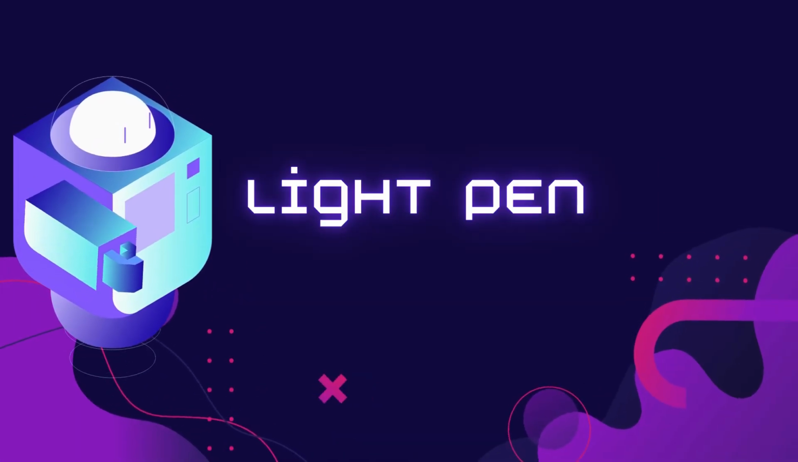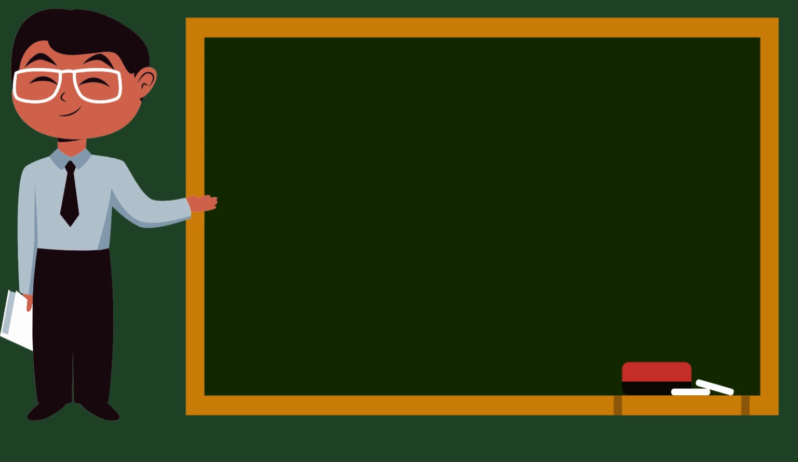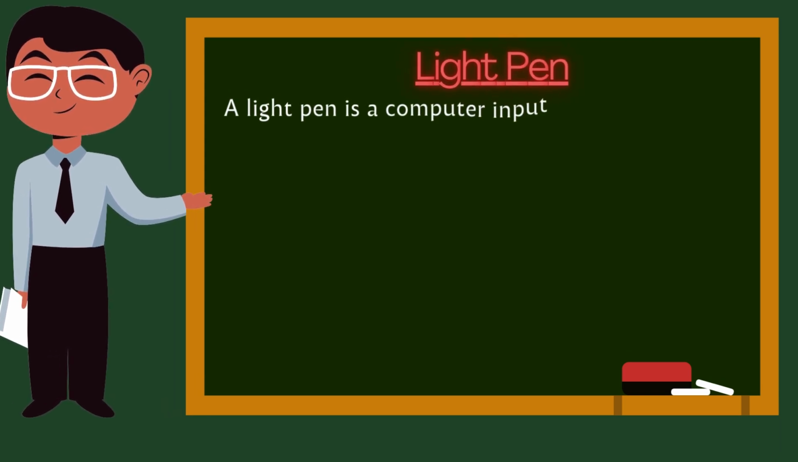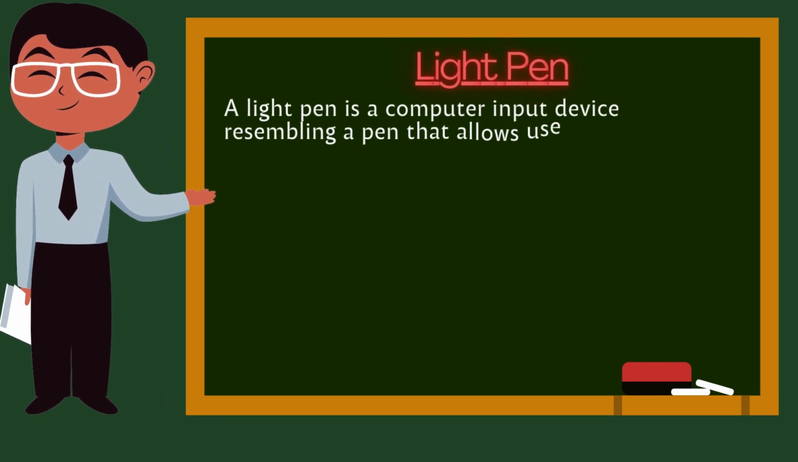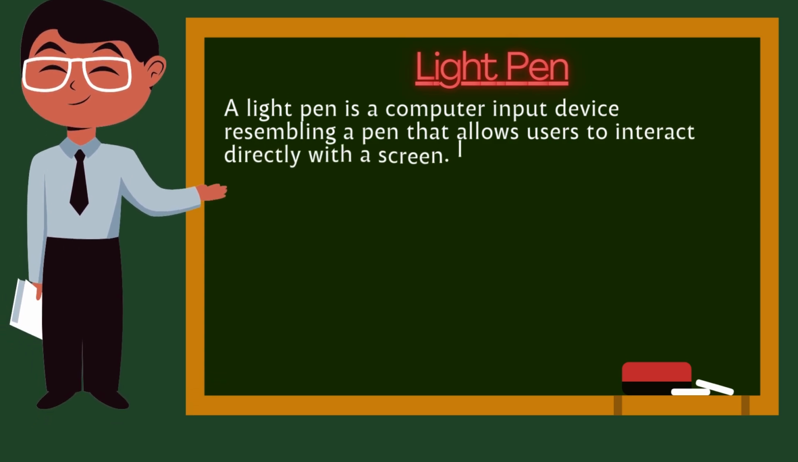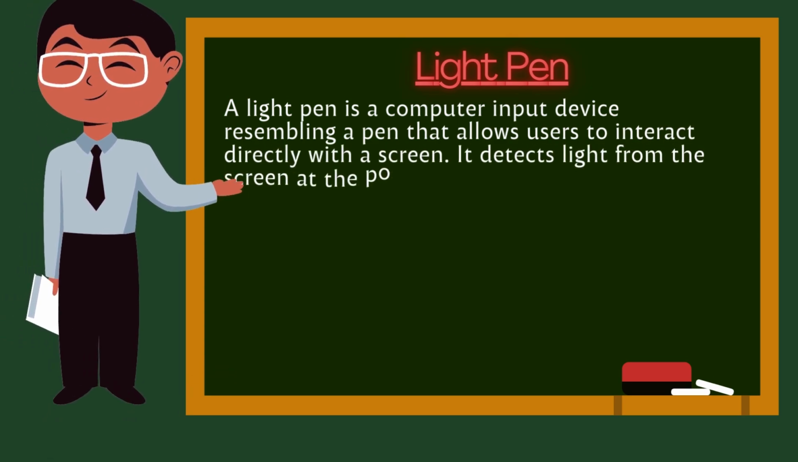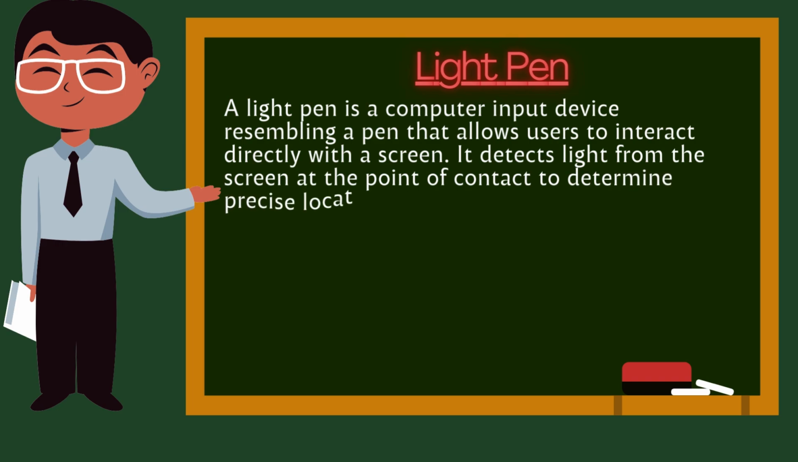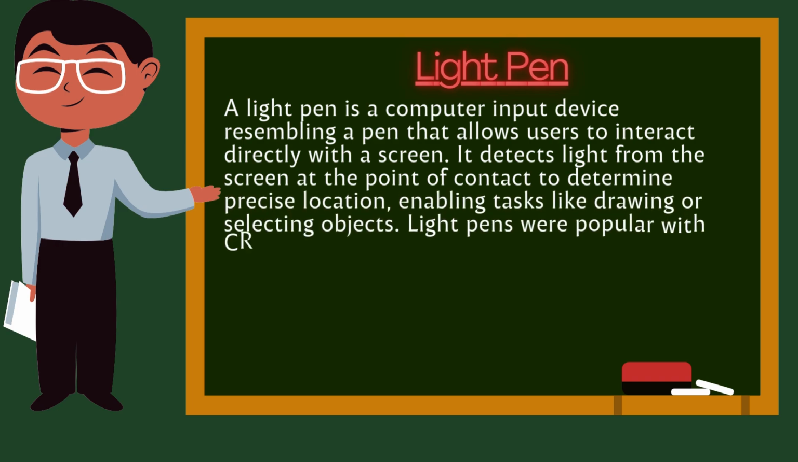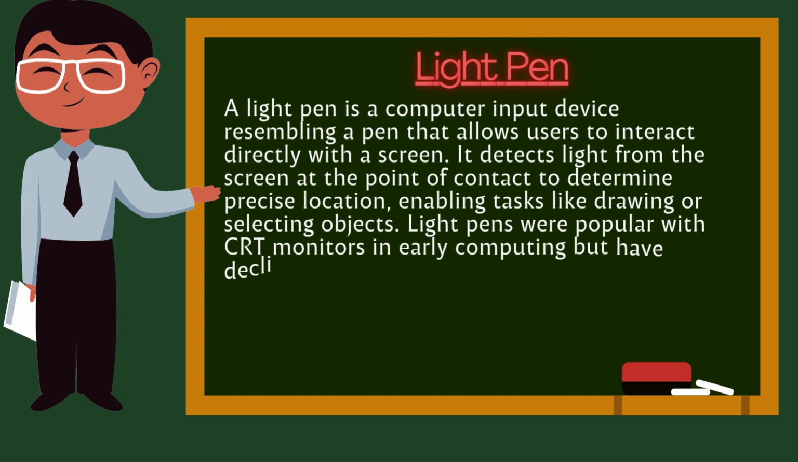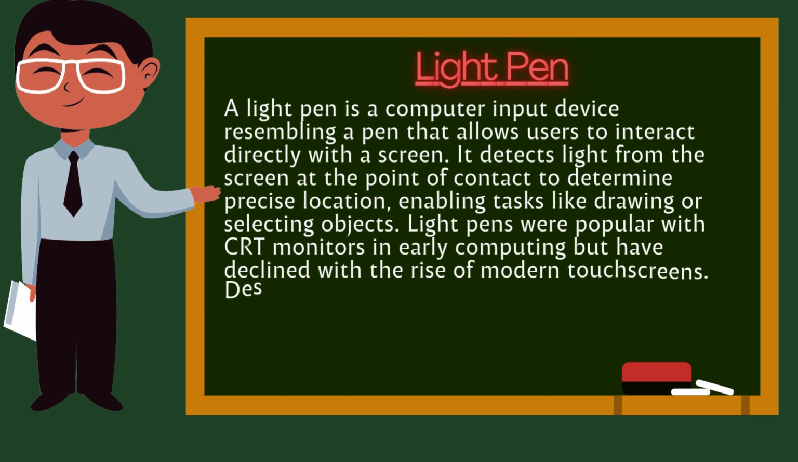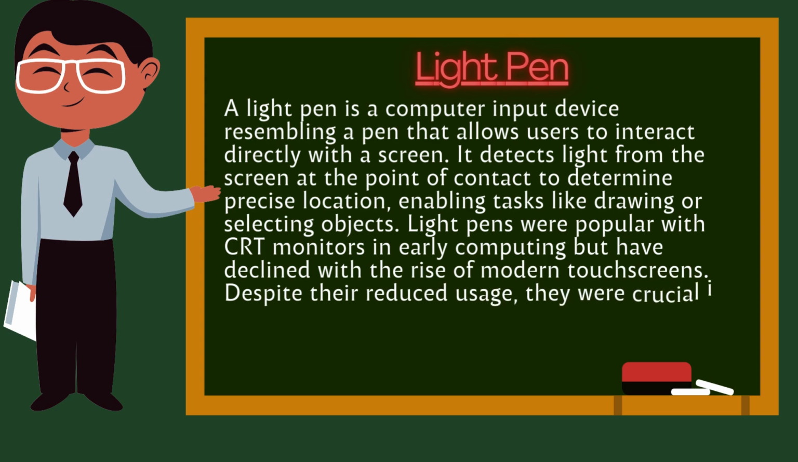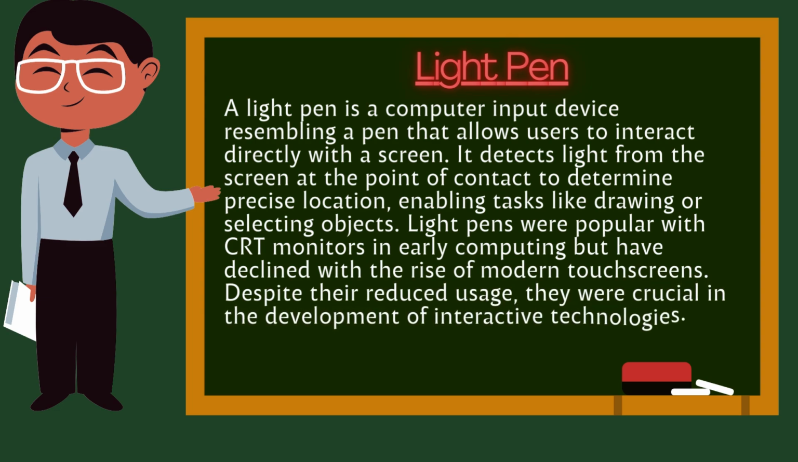Light pen. A light pen is a computer input device resembling a pen that allows users to interact directly with the screen. It detects light from the screen at the point of contact to determine precise location, enabling tasks like drawing or selecting objects. Light pens were popular with CRT monitors in early computing but have declined with the rise of modern touchscreens. Despite their reduced usage, they were crucial in the development of interactive technologies.